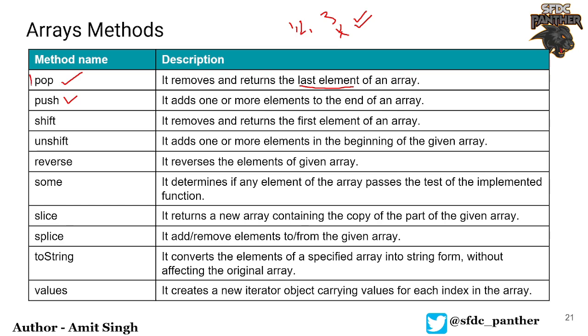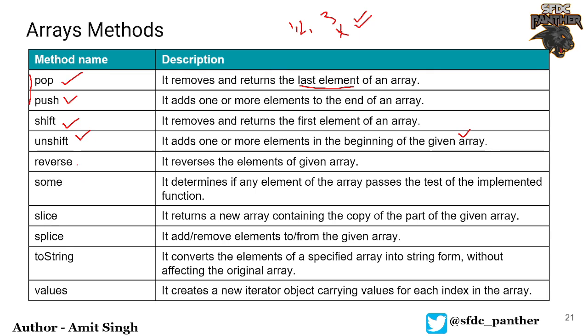These two operations are related to the last element, and then we've got shift and unshift. Shift is used to remove the first element and unshift is used to add one or more elements at the beginning of your array. So if you want to work with the elements at the end, use push and pop, or if you want to work with the elements at the start, use shift and unshift.